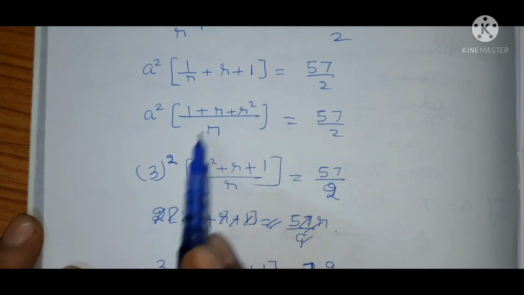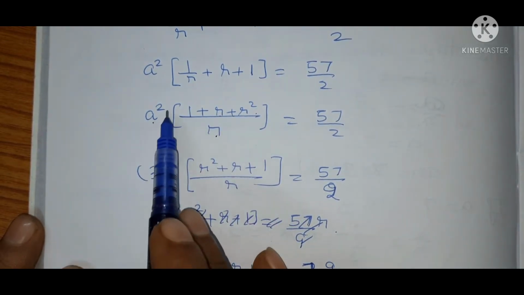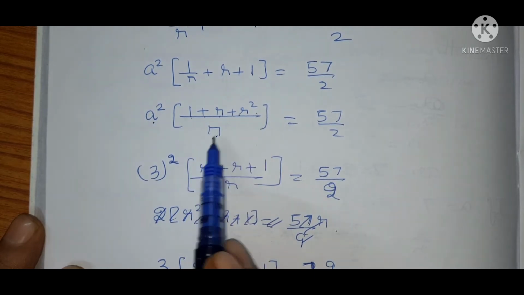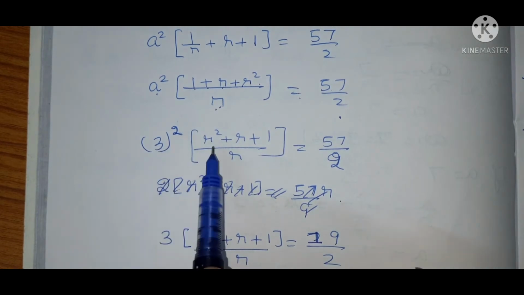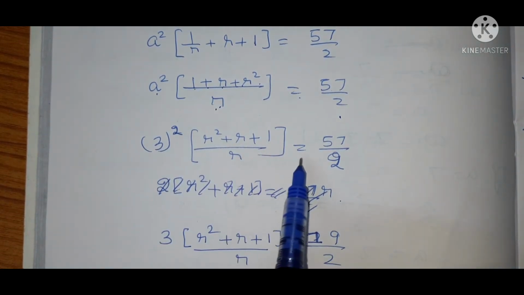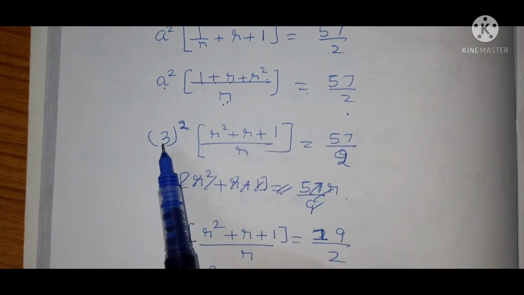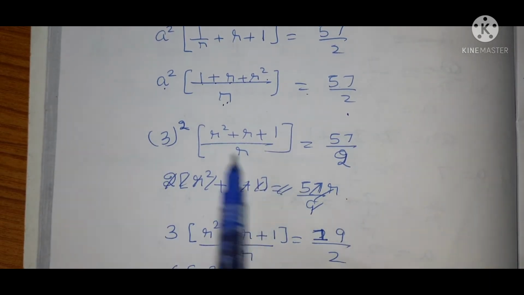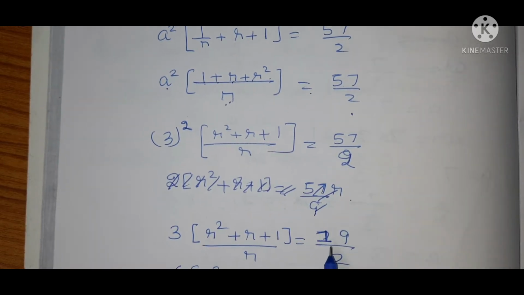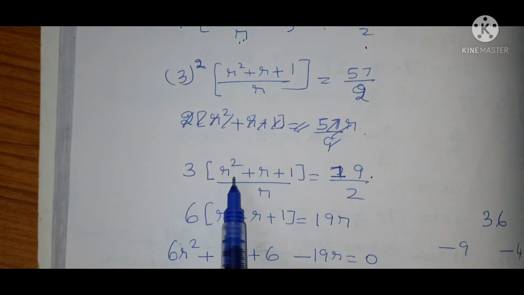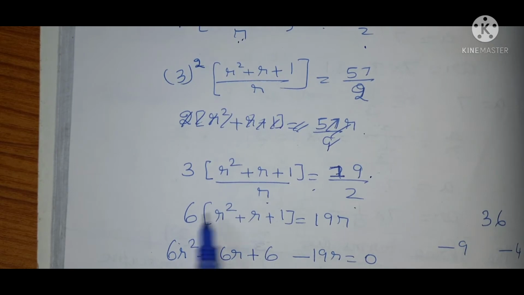Taking R as LCM, we get 1 plus R square by R. A square into 1 plus R square by R is equal to 57 by 2. A is 3, so 3 square into R square plus 1 by R is equal to 57 by 2. Dividing both sides by 3, we get 3 on the left, and 57 divided by 3 is 19. 3 into R square plus 1 by R is equal to 19 by 2.